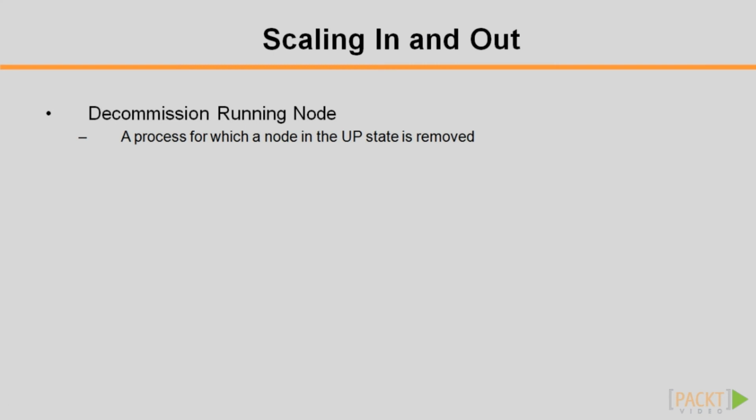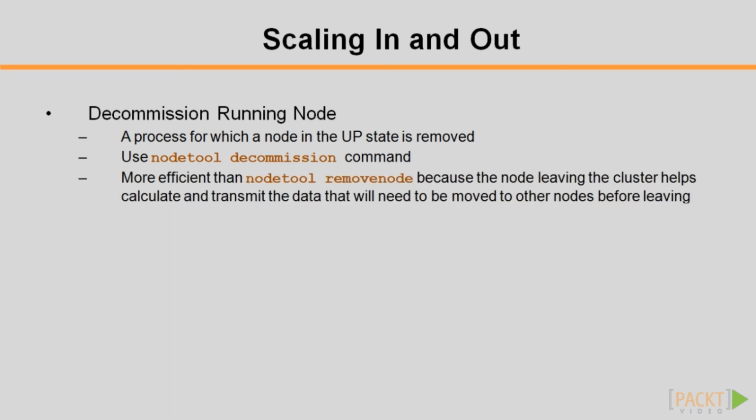Decommissioning a node is different from removing a node, in that it's a process by which a node in the up state is removed. It's executed by the nodetool decommission command. It's more efficient than removenode, because the node leaving the cluster helps calculate and transmit the data that will need to be moved to other nodes before leaving. But it can take a long time to complete, depending on the amount of data in the cluster.